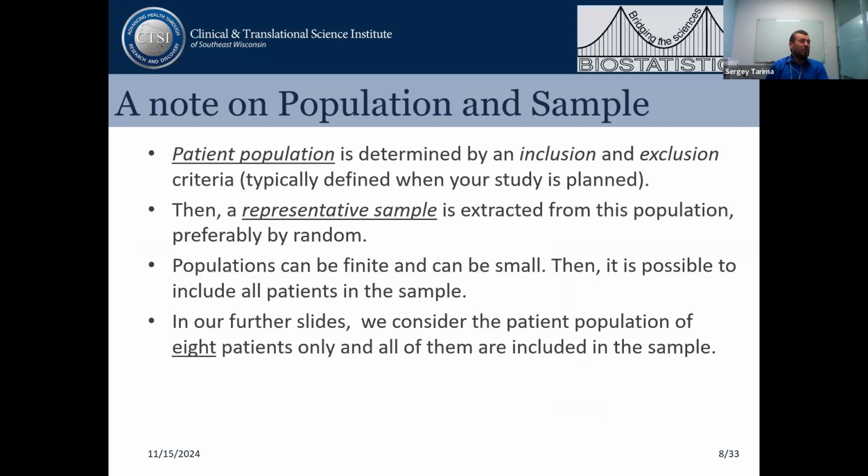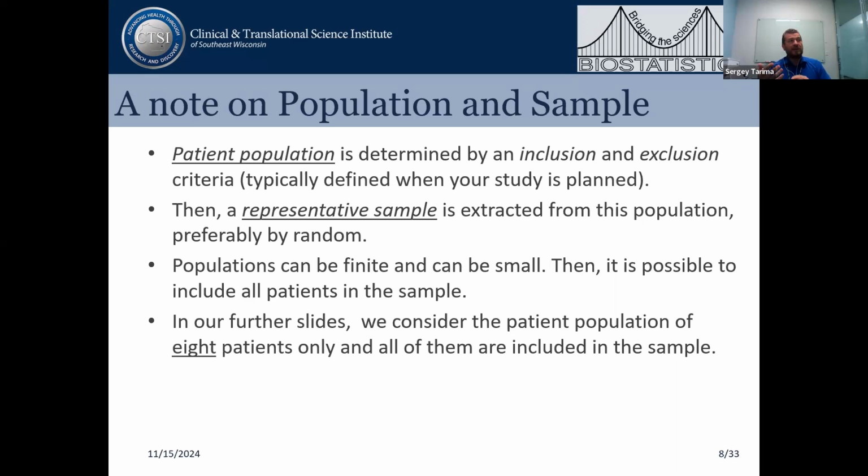Okay, so a note on a population and a sample. Typically, when we design a study, we determine what our population is, what patient population we're interested in. And this patient population is typically determined by inclusion and exclusion criteria. So you say, like, we want adult patients, 18 plus, or we want a specific sex, or some comorbidities, some specific diagnosis. So this is how we typically determine our population. And we typically exclude from this population, using exclusion criteria, some specific situations we are not interested in. That's why it's inclusion and exclusion criteria.